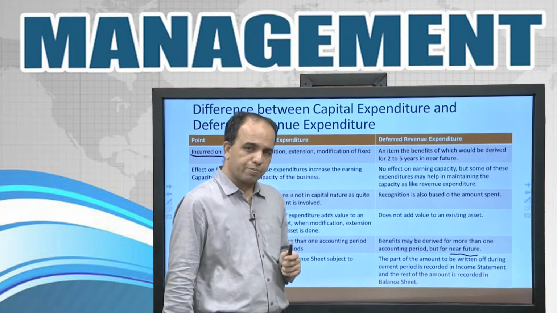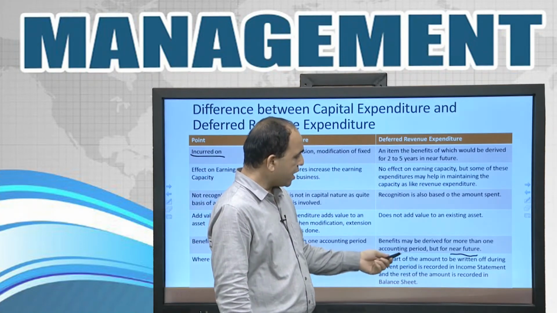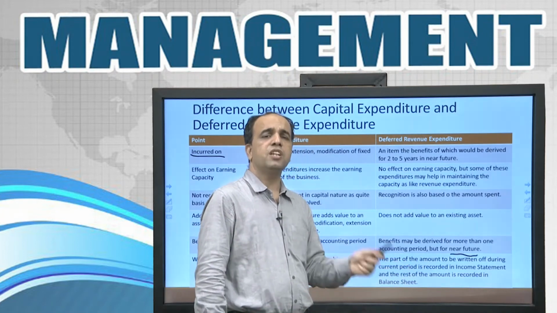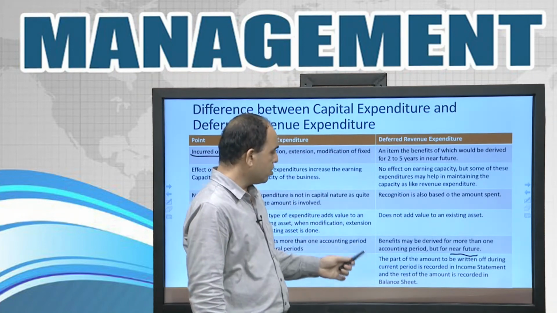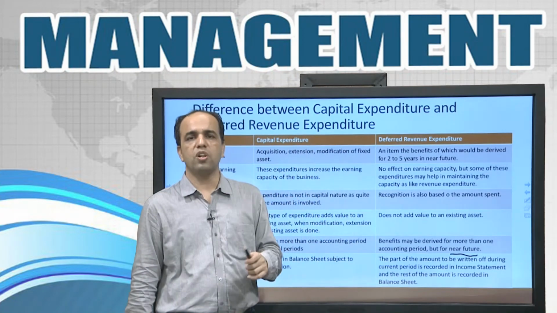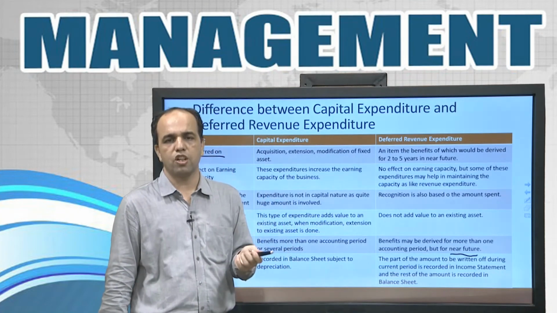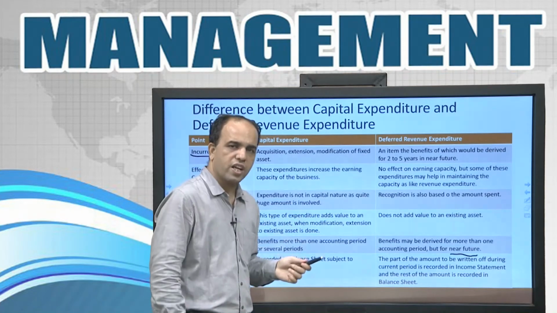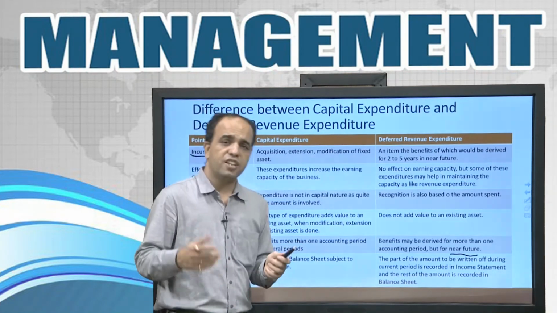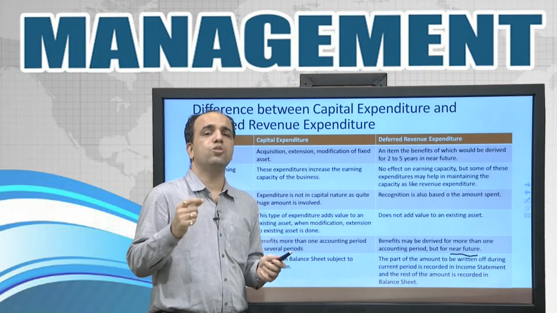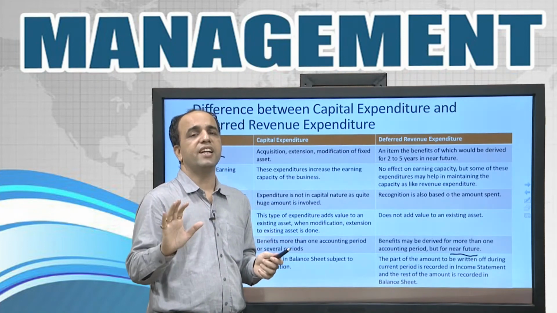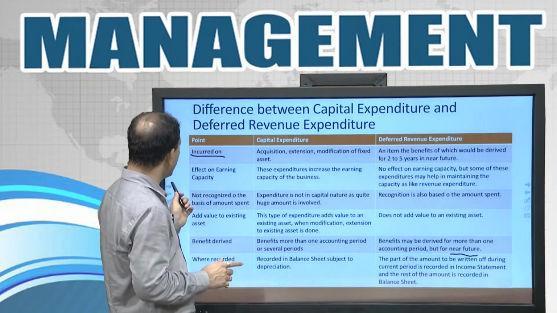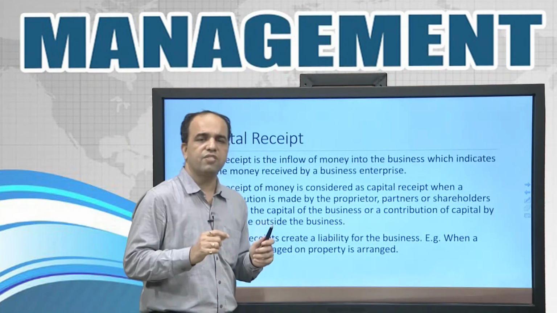Under deferred revenue expenditure we have also learned the treatment. The part of the amount to be written off during the current period is recorded in the income statement, meaning the debit side of the profit and loss account, while the rest of the amount, to the extent not written off, should be written under assets, as a fictitious asset or as a miscellaneous expenditure. Friends, it is a different issue that the new revised Schedule 3 does not recognize any title like deferred revenue expenditure, but for us, the accounting treatment for a sole proprietor is in our syllabus.